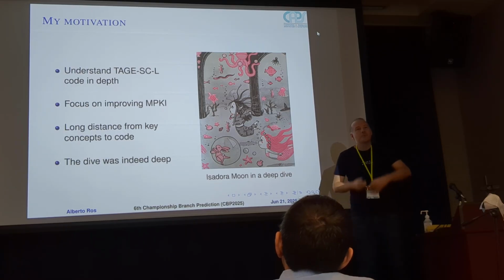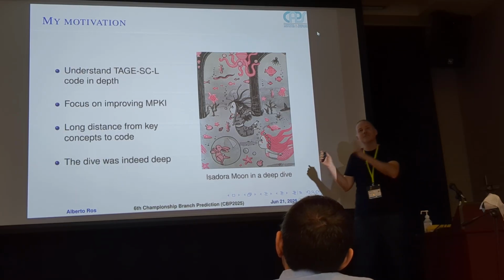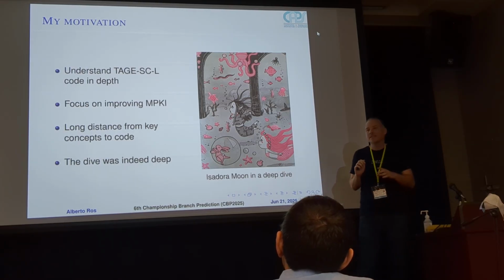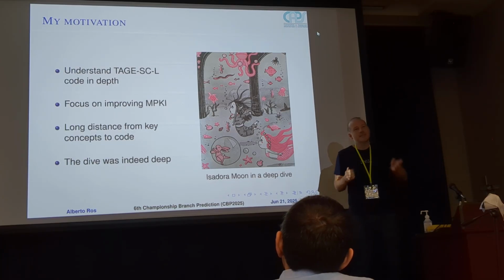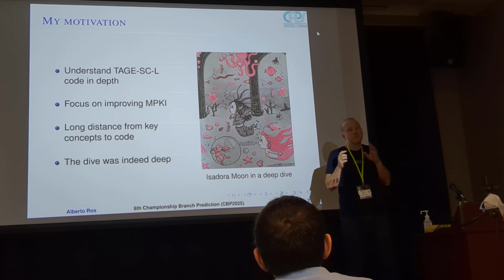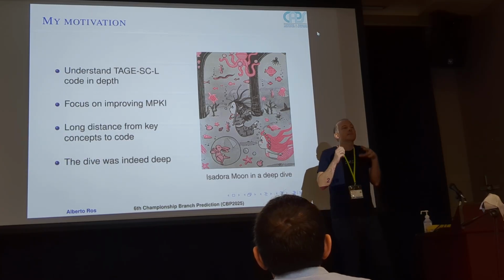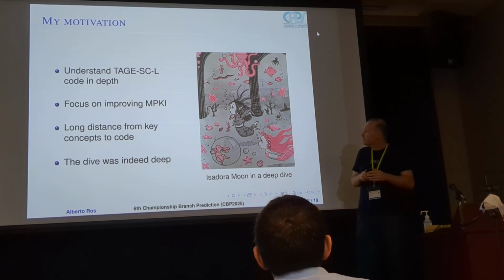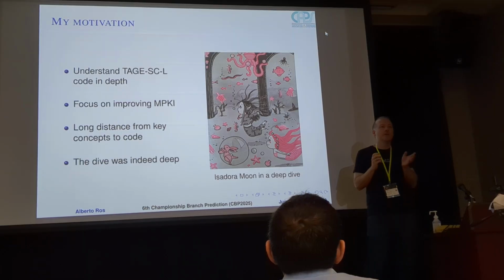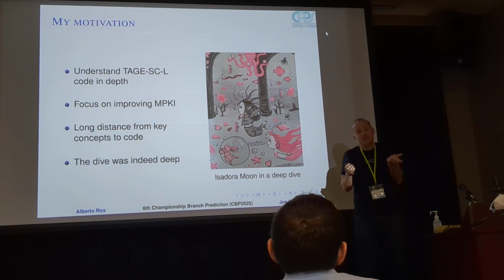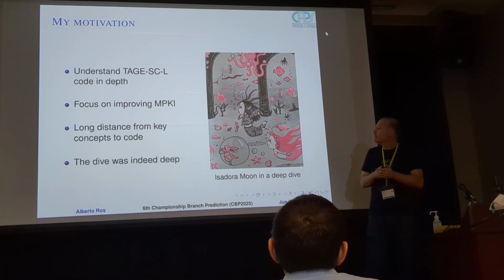I knew how it works, longer history, alternative prediction, all these things. I was teaching it in the master's, but I was very far from the details that are in the code there. So I wanted to know why it was so good. I focus only on improving MPKI because after that you will improve also GROMPA.